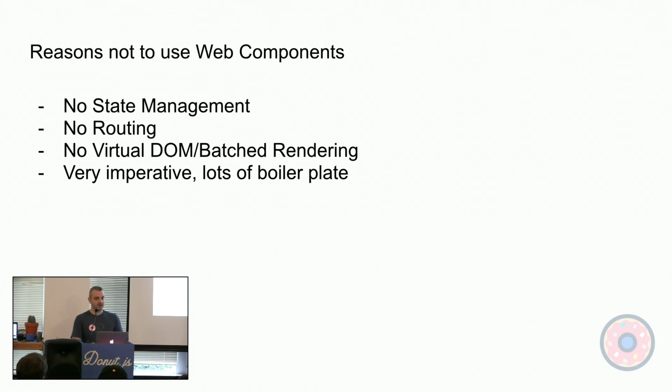On the flip side, if your primary use case is building large-scale applications with lots and lots of data and shared state, web components are not a good fit. There's no concept of state management. There's no routing. There's no virtual DOM, batch rendering, declarative rendering, or anything like that. It's very imperative, and there's a lot of boilerplate. I think in order to implement one attribute, it takes about 20 lines of code, which is a lot of code. Very error-prone.